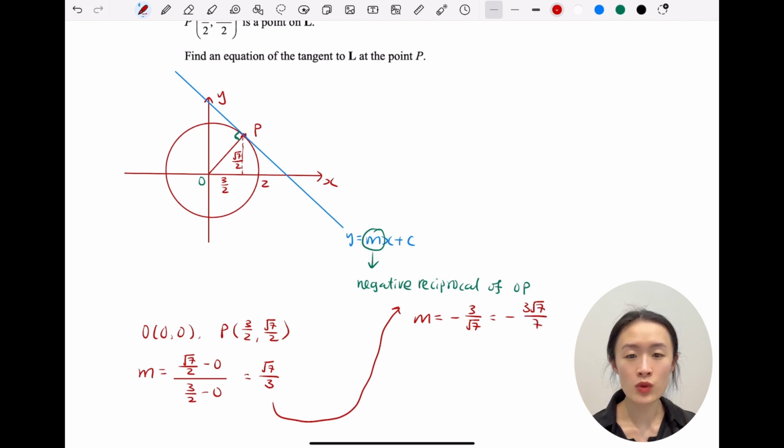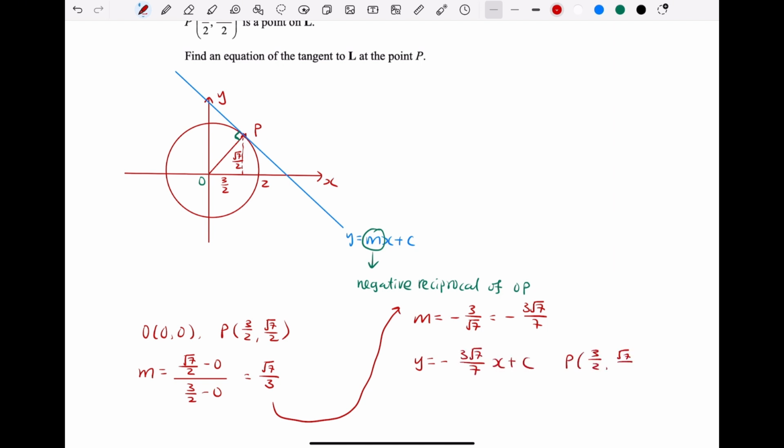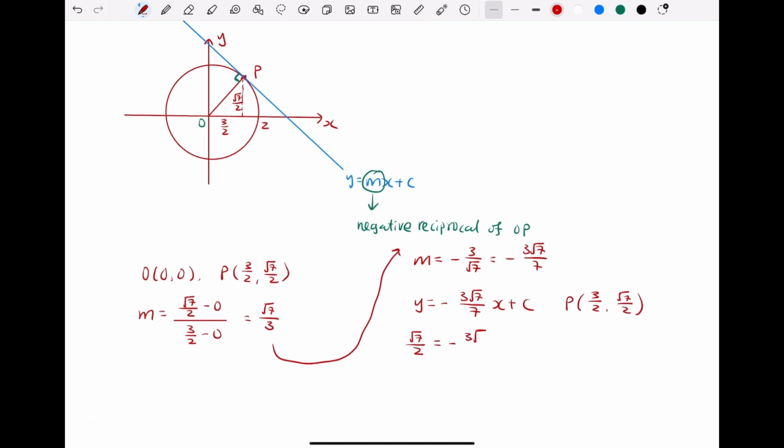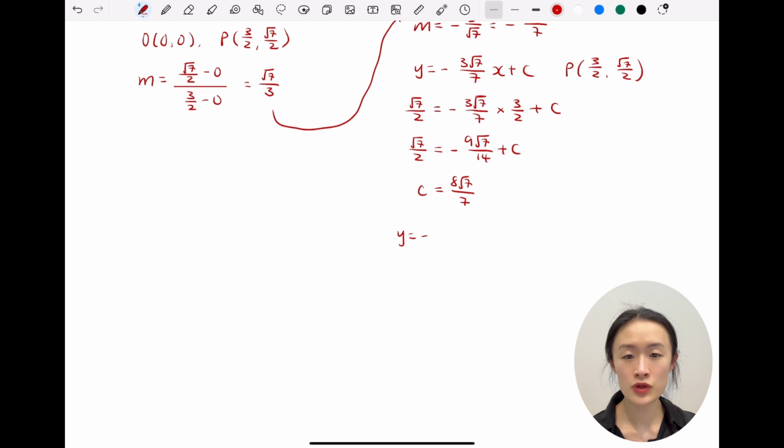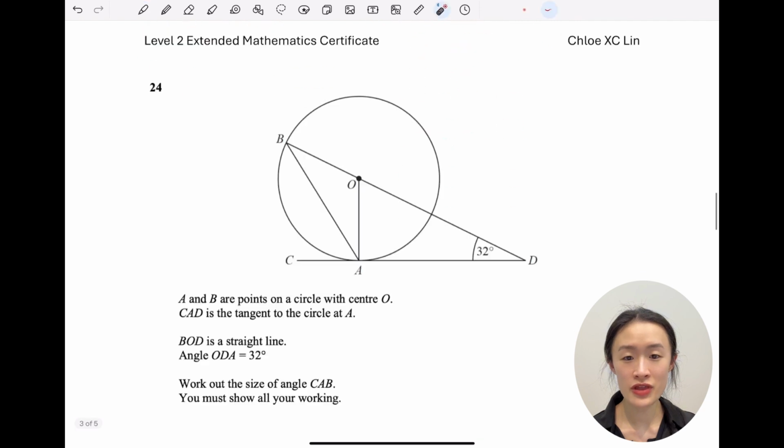So we know the equation of this straight line should be y equals negative 3 root 7 over 7 x plus c. And P is a point on the straight line. Therefore, we can substitute this point back into the equation, and that helps us to find the value of c, which is 8 root 7 over 7. So, as a final answer, the equation is y equals negative 3 root 7 x over 7 plus 8 root 7 over 7. Okay, so moving on to the third question.